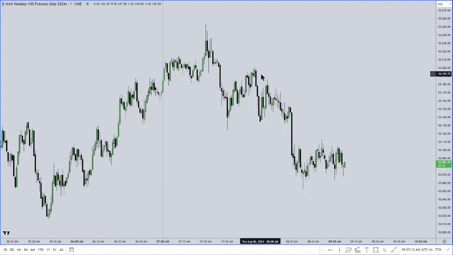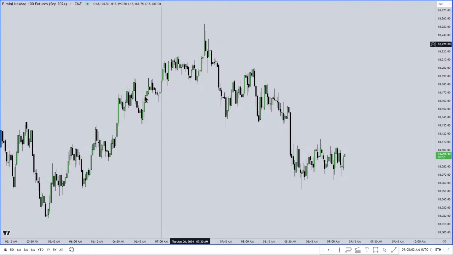Immediately after 7 a.m., a noticeable relative equal high formed within a tight range, followed by a swift decline as buy stops were triggered. Recall ICT's principle: price tends to transition from jagged to smoother areas. Here, price took an area which is smooth and made it jagged. And here, price took buy-side liquidity.